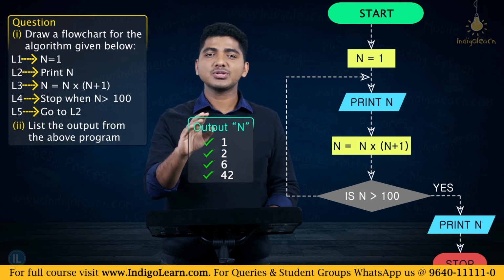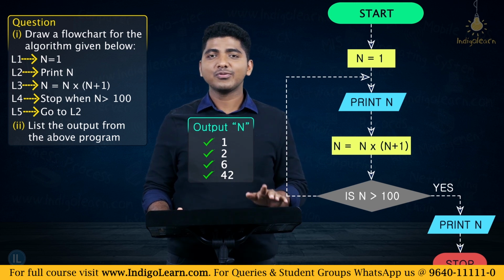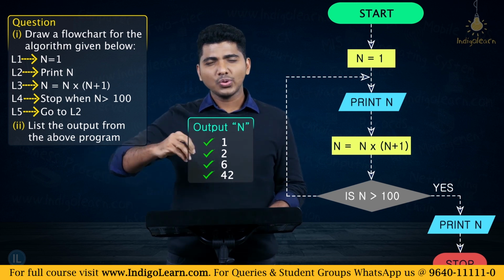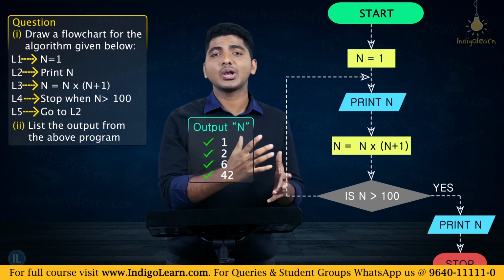So if you write this, you will get 2 more extra marks. For drawing this flowchart, 4 marks. For writing the outputs, that is again 2 marks. So what the examiner wants is to understand whether you can understand the logic.